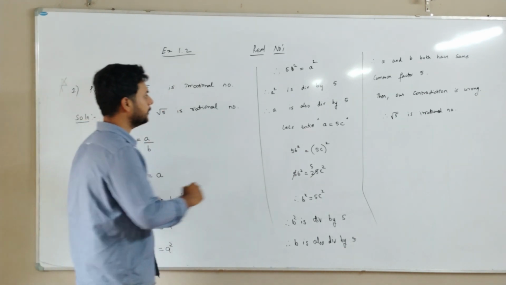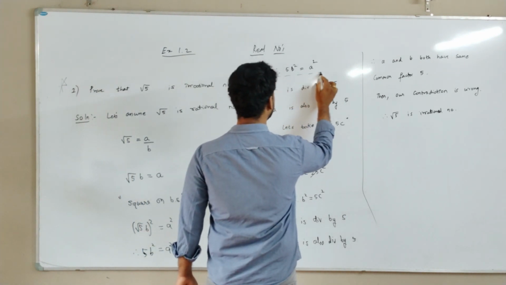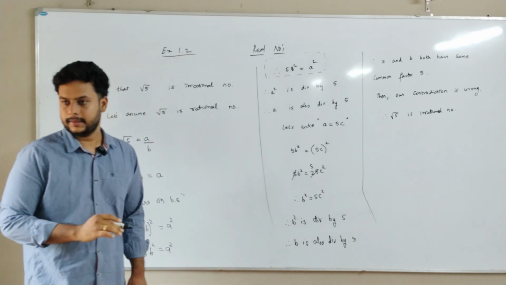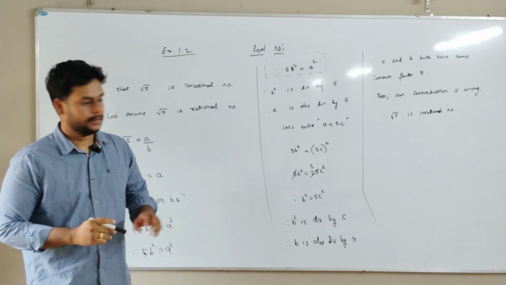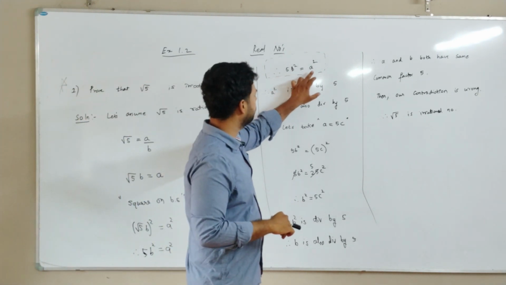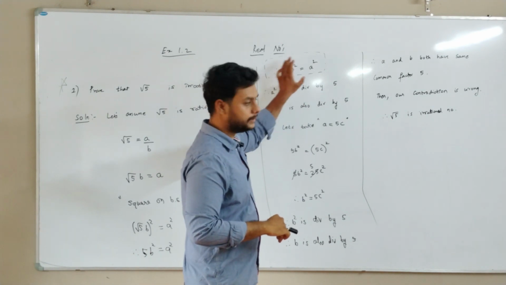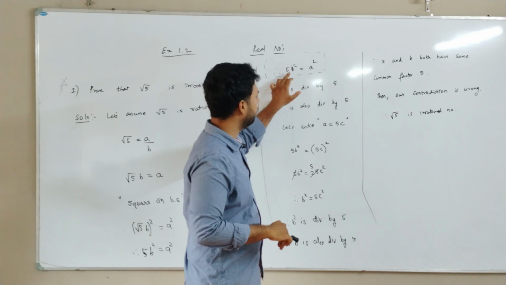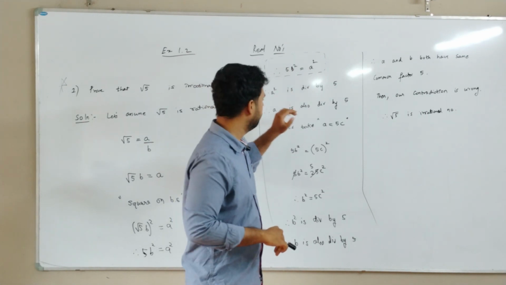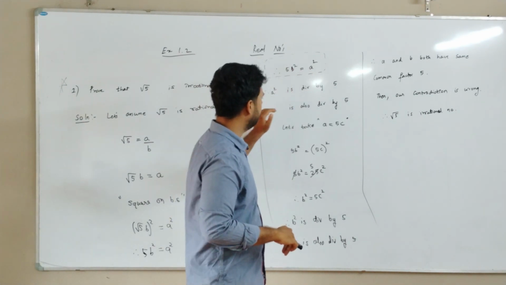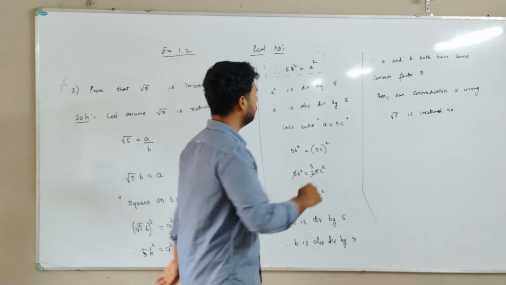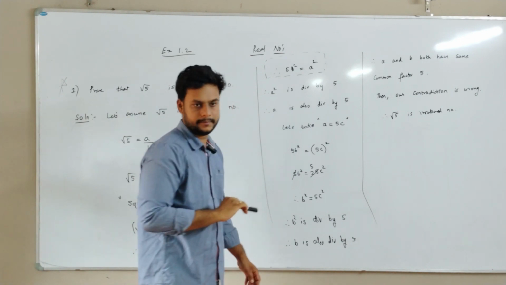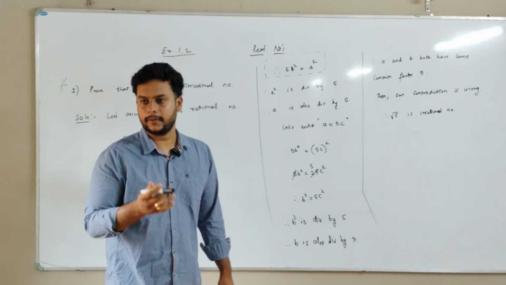When an equation appears like this, there is a theorem for it, which I am teaching before. So 5b square is equal to a square. Whenever you see this, a square is divisible by 5 and a is also divisible by 5. So write like this: a square is divisible by 5, a is divisible by 5. That means 5 completely divides it and is a factor of it.